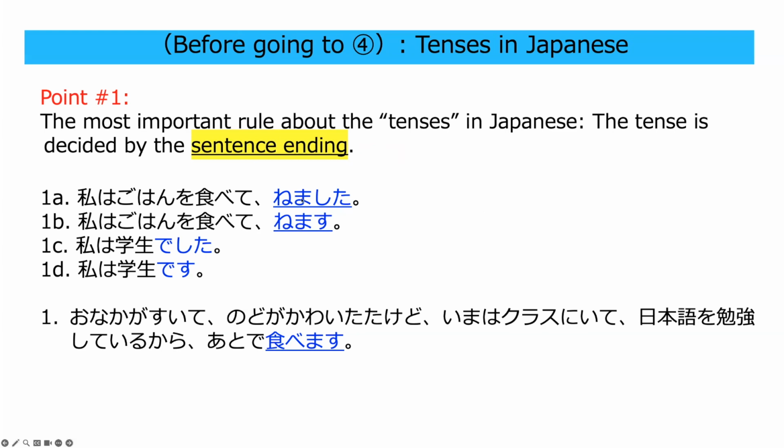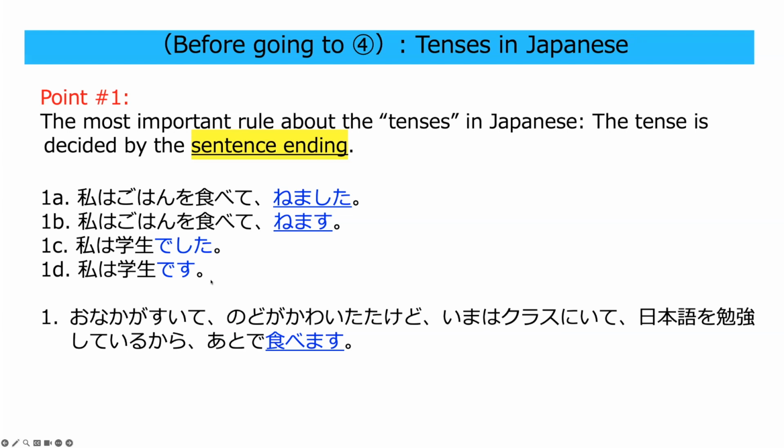Right? Number 2, sorry, 1b. 私はご飯を食べて寝ます. Here, the sentence ending is 寝ます. So it's either a habitual action or future. I will have a meal and go to bed. Okay. It applies to でした patterns too. 1c, 私は学生でした. I was a student. 私は学生です. Present tense. So I am a student.